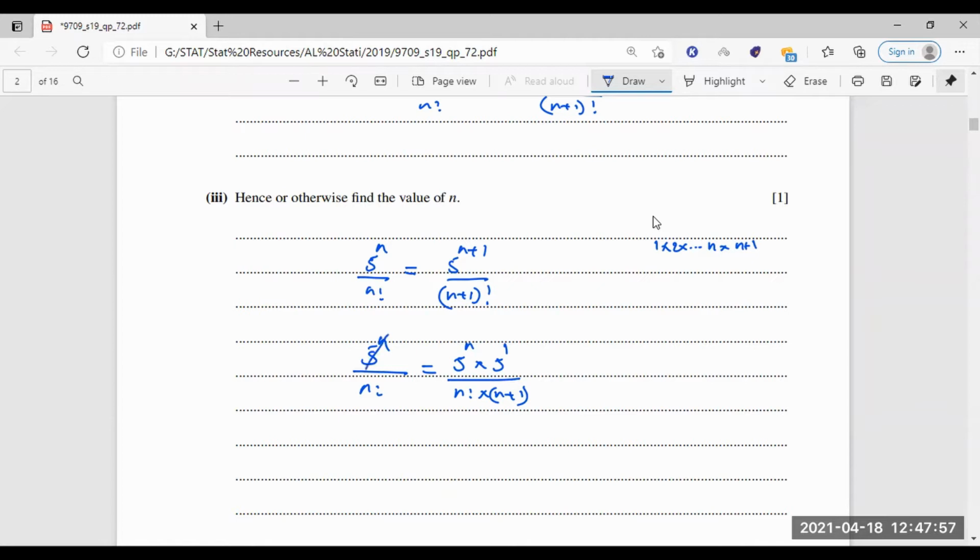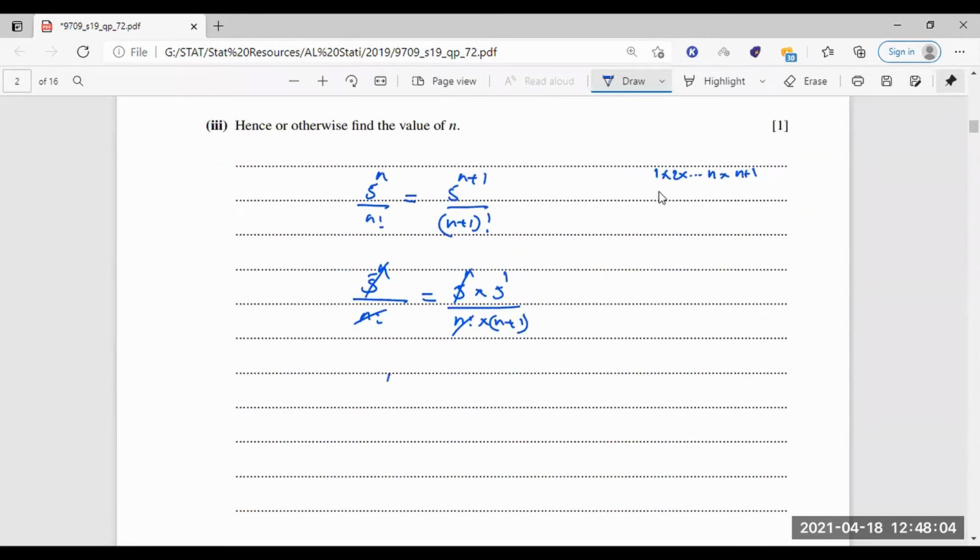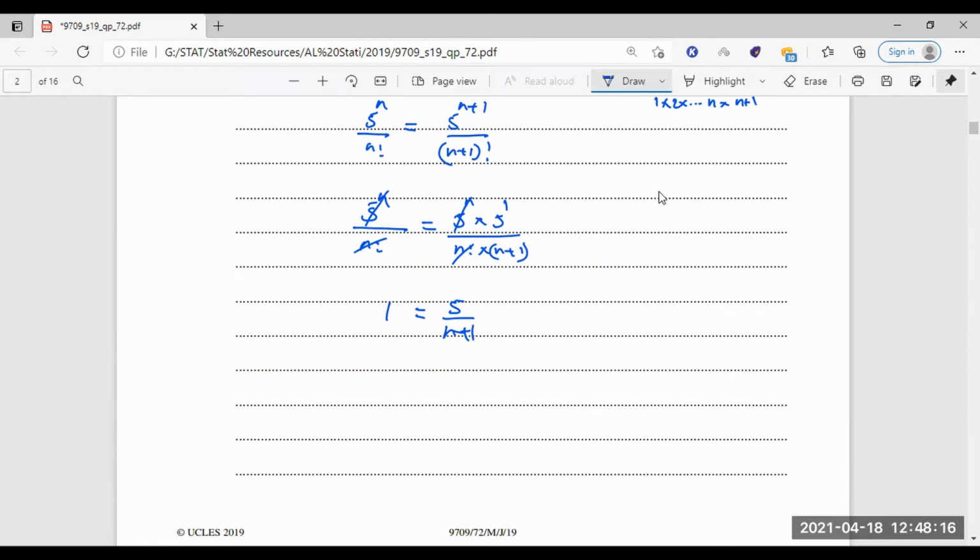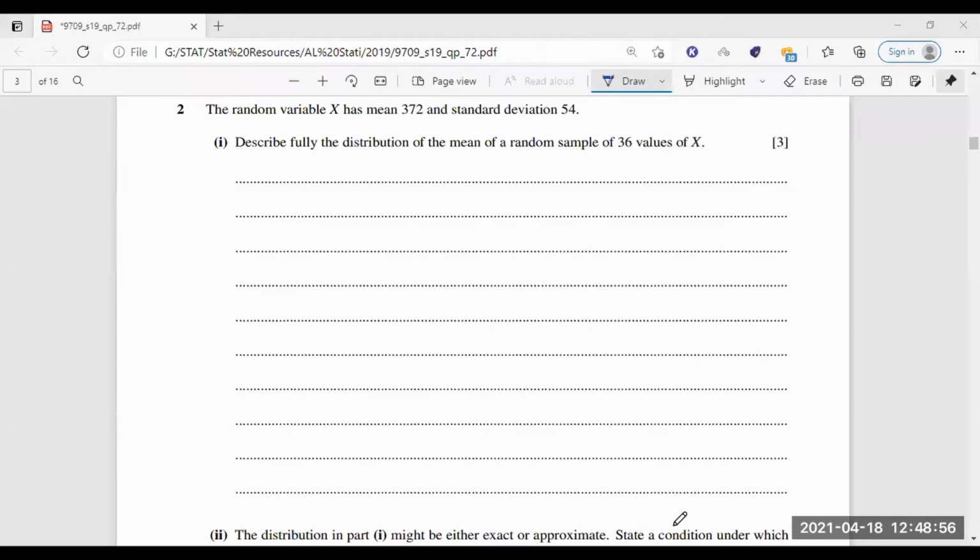So I'm going to cancel 5 to the power of n, 5 to the power of n, n factorial, n factorial. What is remaining is 1 on the left side, and on the right side you can see 5 by n plus 1. Cross multiplying, you will get n plus 1 equals 5, so n equals 4. That's the final answer. Let's come to question number 2.